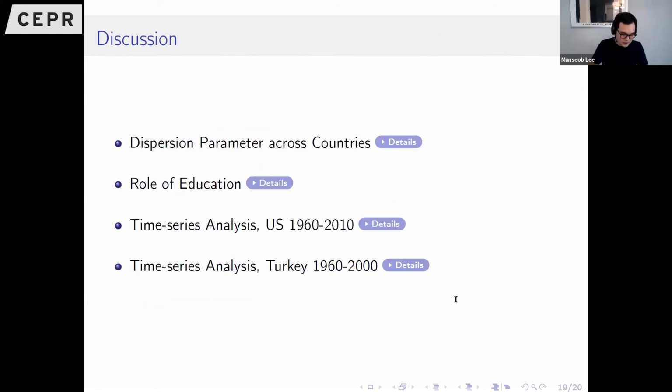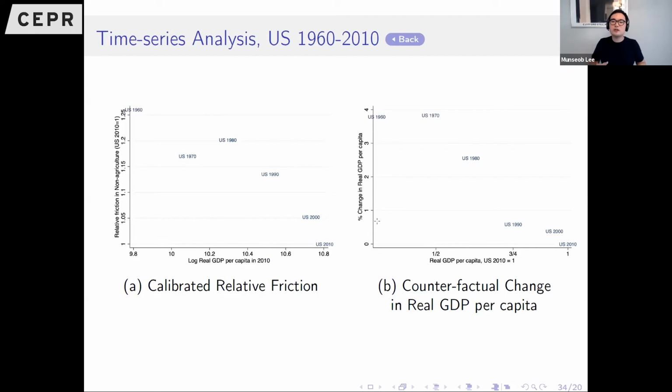So there are several discussions I have in the paper. Because of time, I still have, say, 1 to 2 minutes, so I will quickly show you the time series analysis. I can apply the same model to understand the time series development of a single country, so I will show you the US. What happened in the US over the past 50 or 60 years? The left-hand side is the relative friction in non-agriculture estimated from the census data from 1960 toward 2010. 2010 is the year I used in the previous exercise.